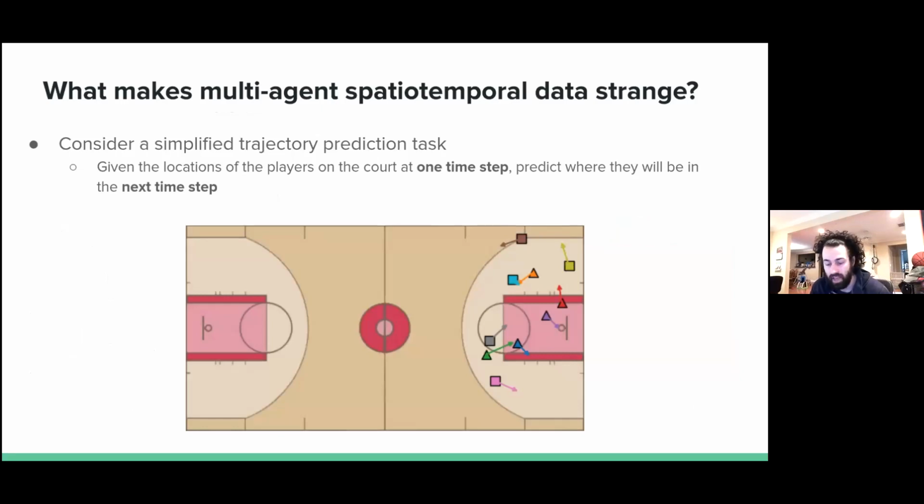So what exactly makes multi-agent spatiotemporal data strange? To demonstrate that, consider a simplified trajectory prediction task where we're given the locations of the players on the court at one time step, and all we're trying to do is predict where they will be in the next time step. We only ever have one frame of data as input in our training set, and we're only trying to predict where the players will go one step in the future. The shapes are the players in the current time step, and the arrows are where they end up in the next time step. That's what we're trying to predict.